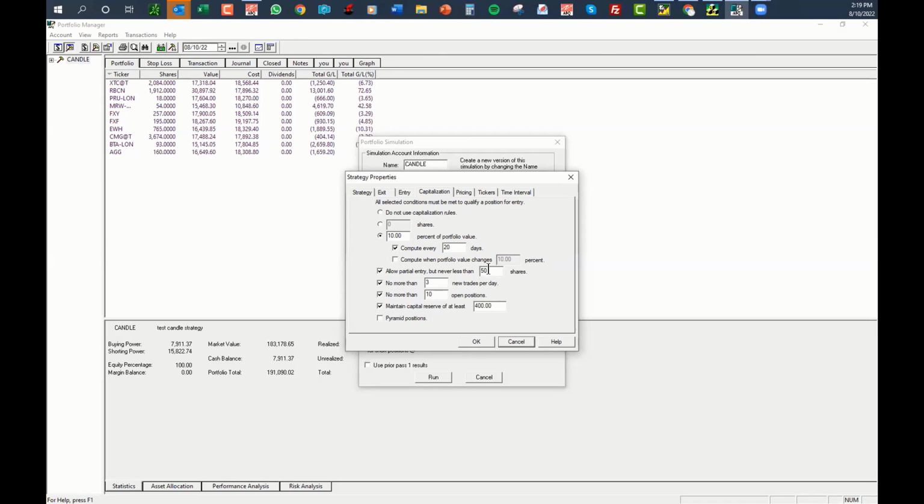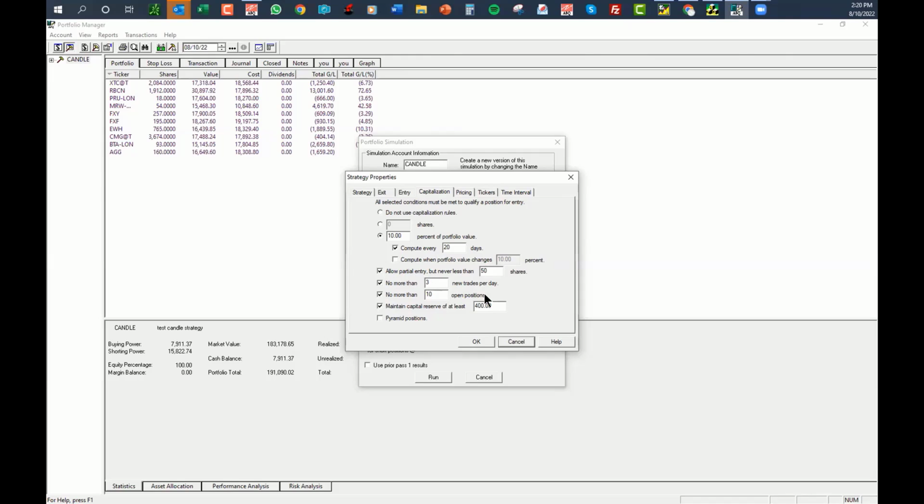Some people like higher. This is the key one here. How many new trades can you put on in one day? If you don't care about that, switch it off. If you think you can put on more than that in every single day, I mean, it's not always going to fire every single day, remember.